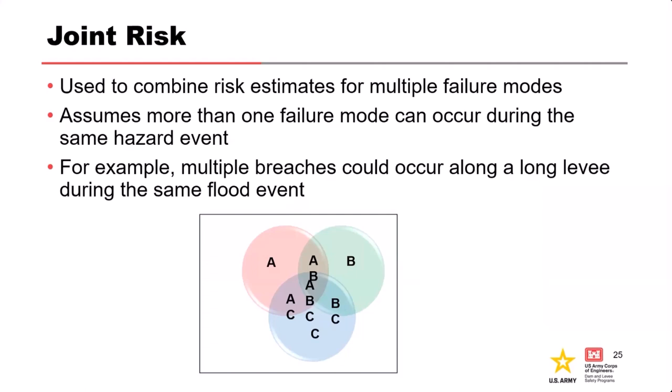Examples for dams would be, maybe you have a dam and an adjacent dike structure, and maybe they both overtop at practically the same elevation and same time, in which case, if overtopping occurs, it's likely that both are going to fail, right? So you would choose something like the joint risk approach for combining the risk estimate, and you'll get to see this in the exercise as well.